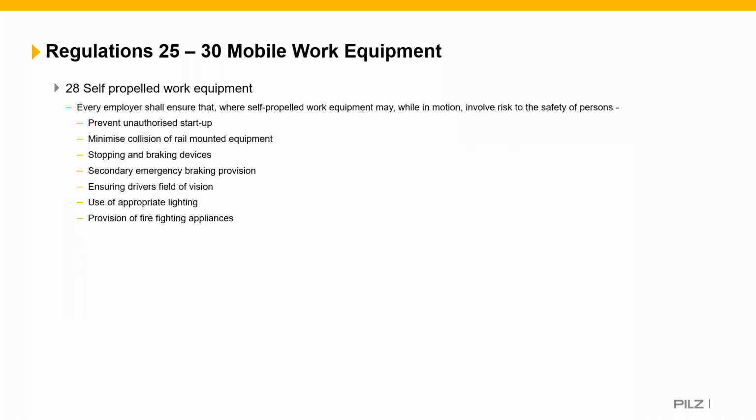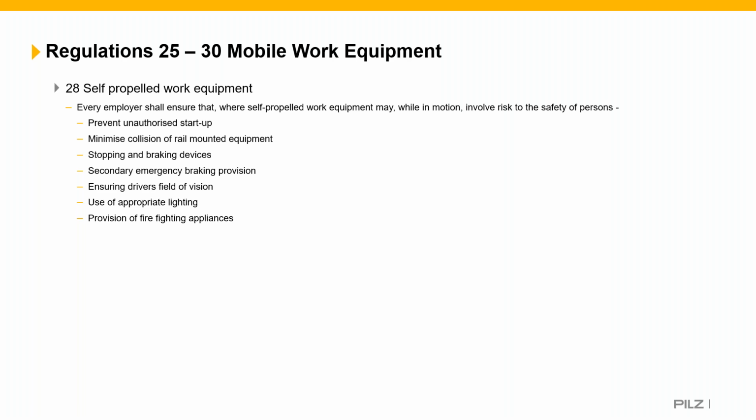Regulation 28 looks at self-propelled work equipment. So we need to ensure here that where self-propelled work equipment may, whilst in motion, involve any risks, that we have the facility to prevent it being started by an unauthorised person. Again, think on to the new machinery regulation and operational technology security. So only having people who are authorised, trained, competent, etc. can start it. That it has appropriate facilities for minimising consequences of a collision.